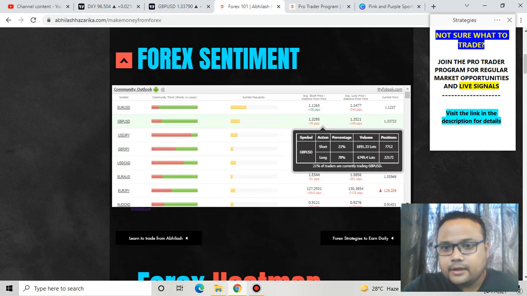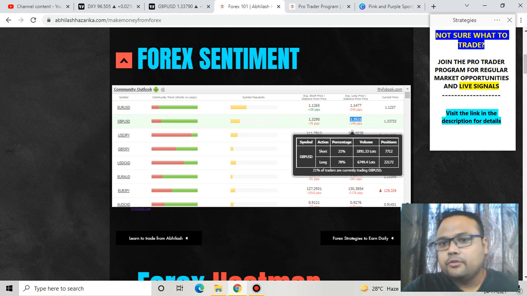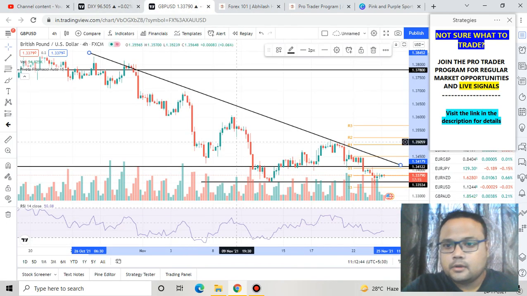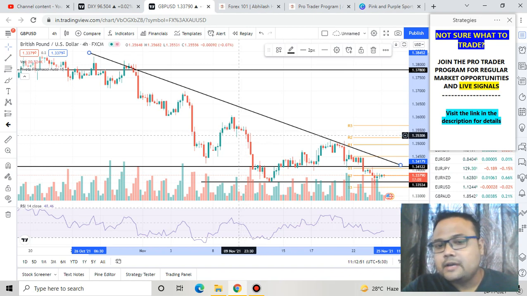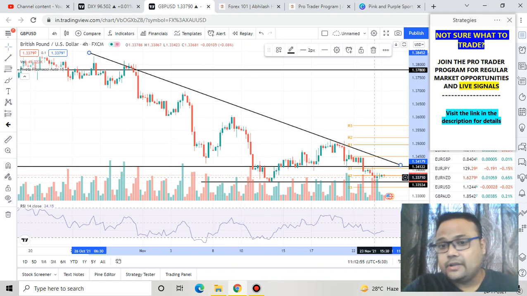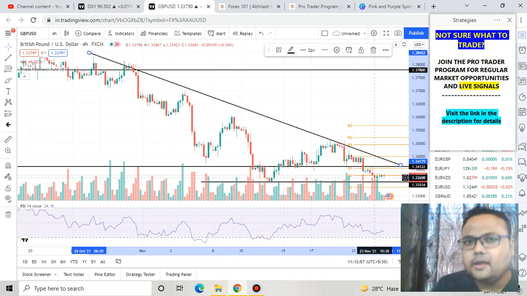And if you look here, you can see the average buying price of the retail traders was 1.3521. Right now market is trading at 1.337. So most of the retail traders have taken a buy position at 1.3521, and right now market is trading here. So things are not very good here.